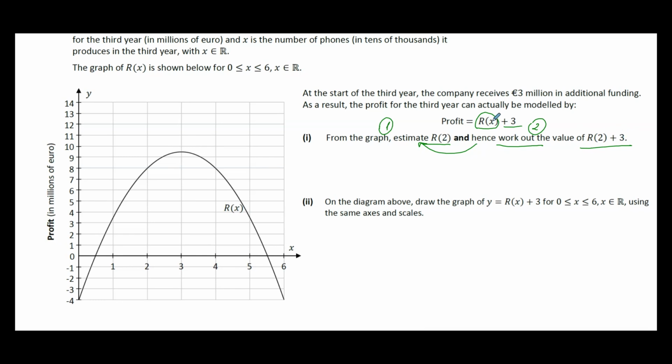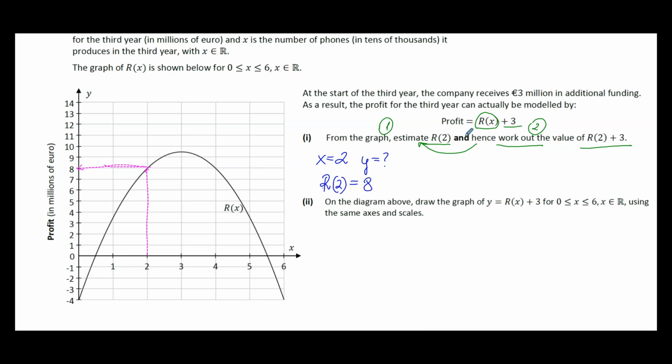Normally in the bracket we have x, but this time instead of x we have 2. So basically they are saying when x is 2, what is the value of y? How do we find it? We go to our graph, we find the value of x equals 2, that's where it is, and then we go across to read the value of y. And our value of y is 8. So that means the value of R of 2 is 8.